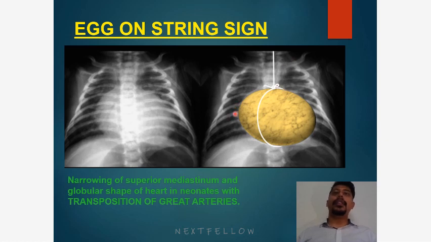Egg on a string sign. So the narrowing of the superior mediastinum and the globular shaped heart in the neonates with transposition of the great arteries. So in TGA we see egg on a string sign.